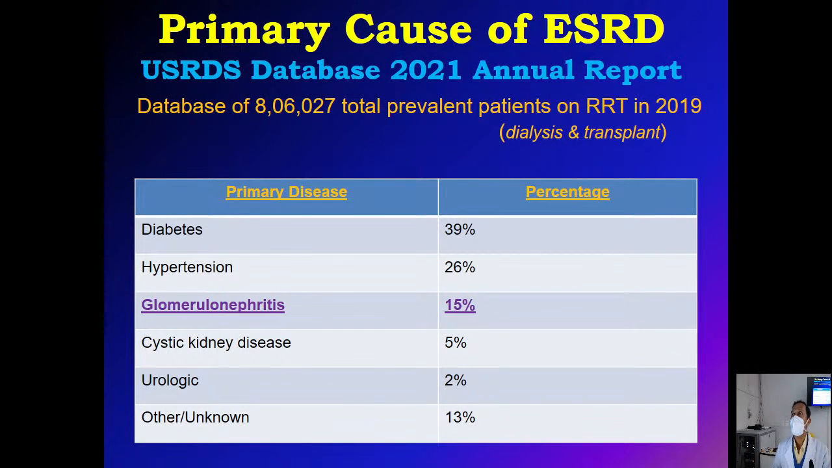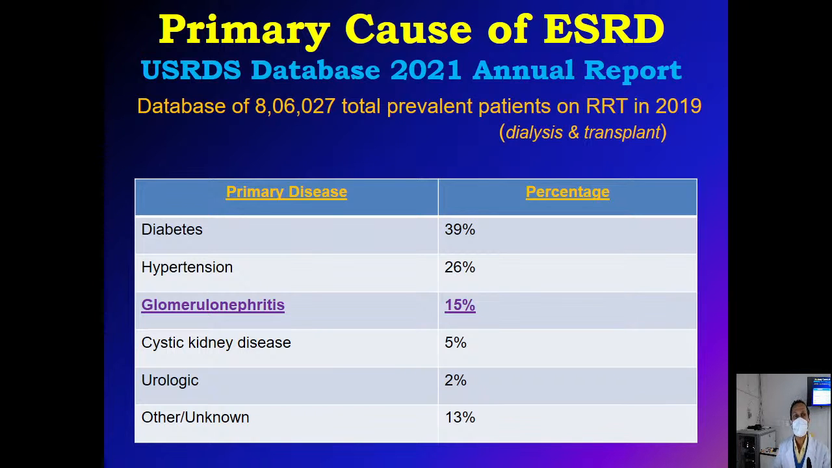Now, this is the data from the US Renal Data System, which has a very excellent database of their patients. And this is the latest annual report of 2021. In this database of 8 lakh patients, the total prevalent patients of ESRD, which they've included dialysis as well as transplant, so they're living on renal replacement therapy.